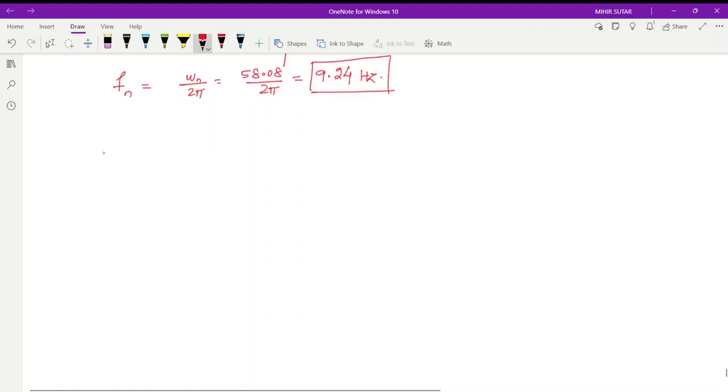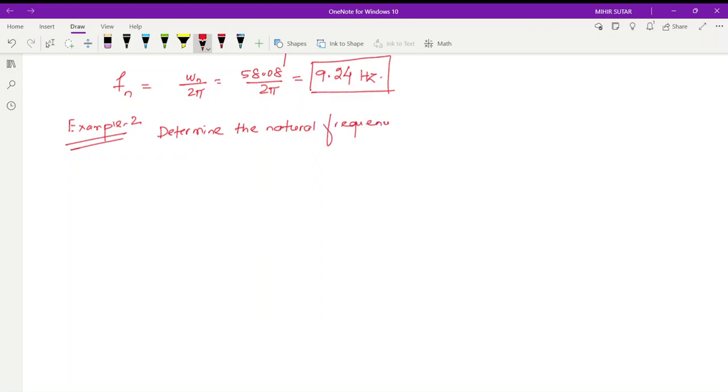Now, a second example. It is given that determine the natural frequencies and mode shape of the torsional system as shown in the figure.